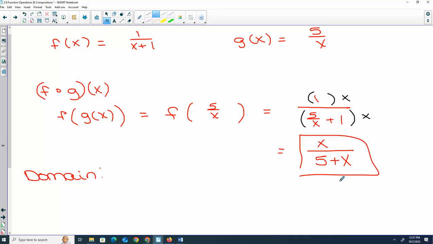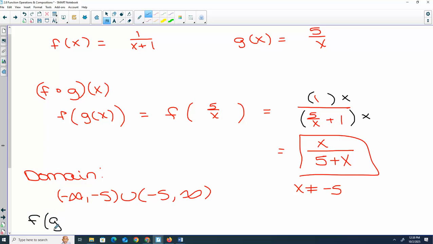If we just look at this final answer, x can't be -5. Would we all agree with that? So you're saying the domain is everything except that, and that seems pretty reasonable. What if I asked you to find f of g of 0? Can I put a 0 into this final answer? I can. I would get 0 divided by 5, which is 0.